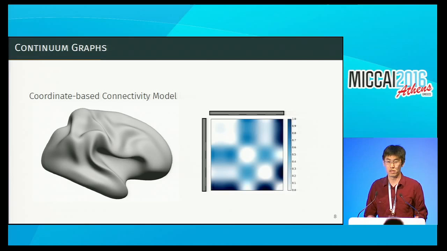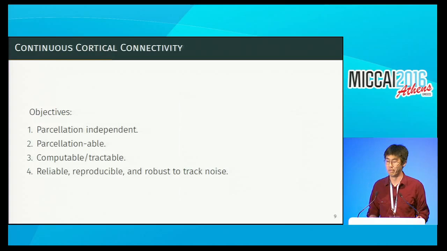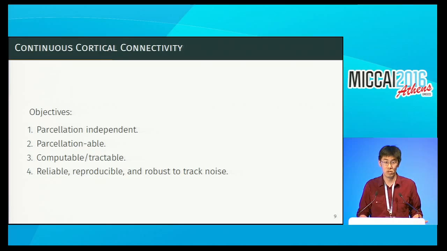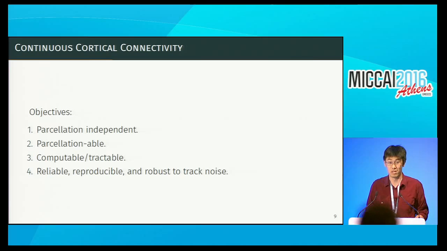We want to design this, so let's make this a little more rigorous. We want a parcellation-independent connectivity model, and we want it to be parcellationable. We still want to use all these parcellations. They've been very carefully constructed. So can we go back from continuous to discrete? We want it to be computable. This is not a theory exercise. We actually do want to use this in real life. And we also want it to be reliable and robust to the noise we were talking about earlier. So these are objectives for this model, and we're going to build a model that does all these, hopefully.